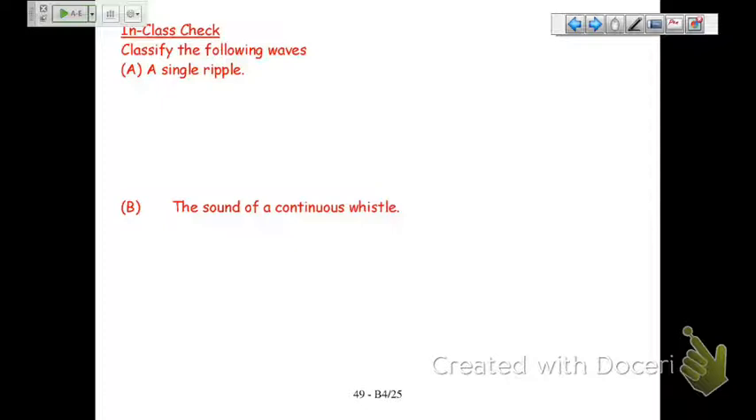It's going to be a pulse, isn't it? Because it's a single, classical pulse. And it's going to be transverse or longitudinal. A ripple. Transverse or longitudinal? Transverse, yeah. And sounds of a continuous whistle, well, that would be a train. And a continuous whistle, that's sound. That's longitudinal.